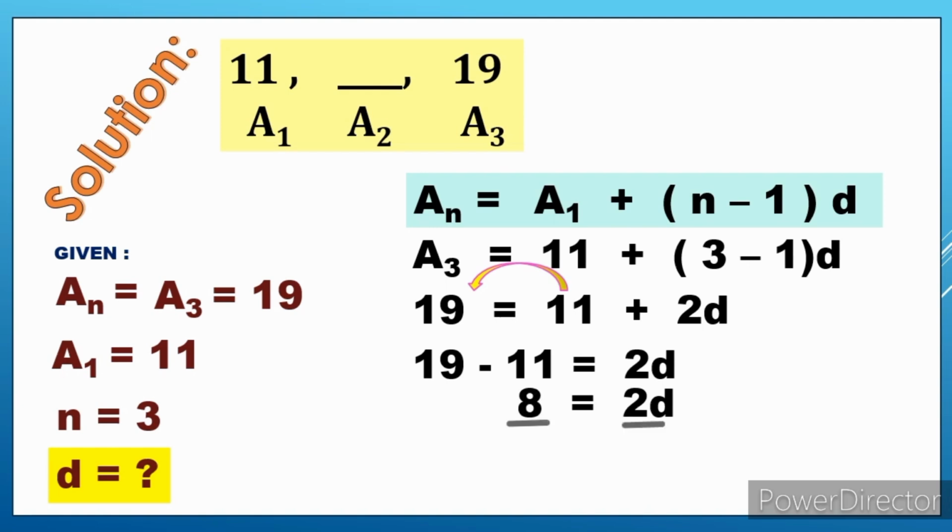Then we're going to divide both sides by 2. So we can now have 2D divided by 2 is D, and 8 divided by 2 is 4. So we have D is equal to 4, which is the common difference of the sequence. So, if we're going to check if it is correct, 11 plus 4 equals 15, plus 4 equals 19. So the common difference is correct.